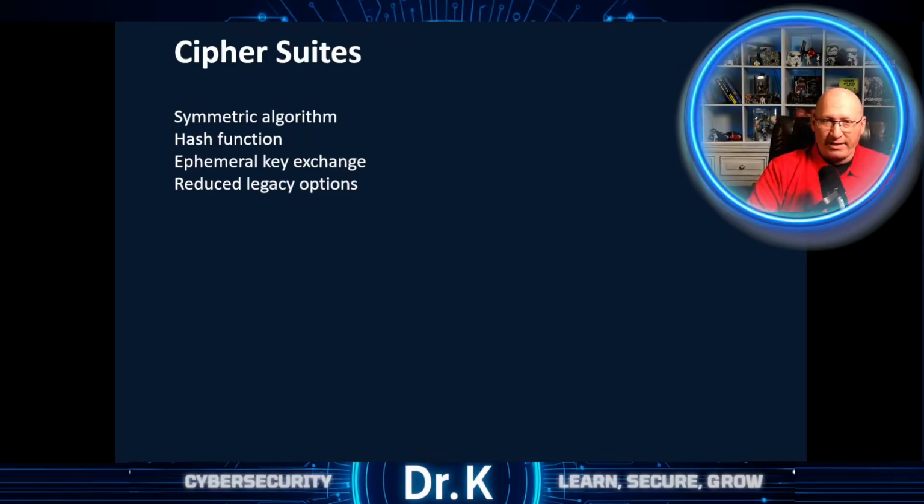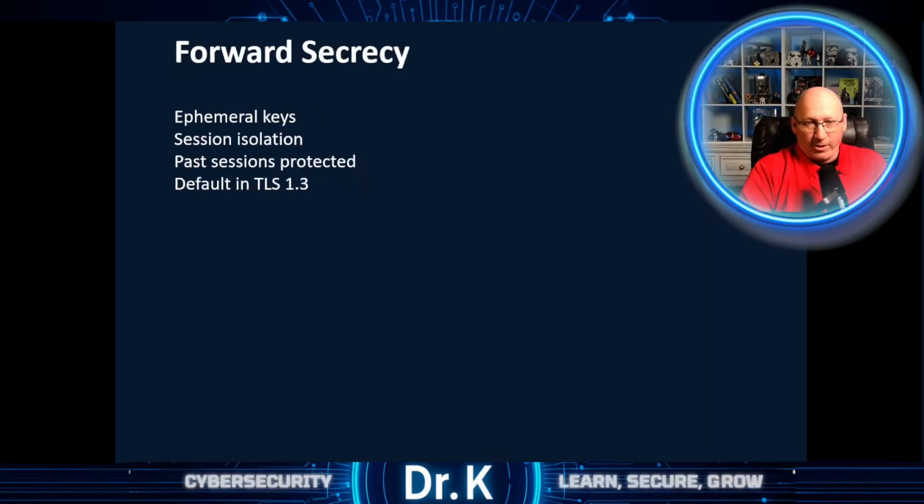Cipher suites define the cryptographic algorithms used during the session. In 1.3, the options are simplified compared to older versions. Each suite specifies the symmetric encryption algorithm as well as the hash function, and key exchange mechanisms are standardized around the ephemeral Diffie-Hellman. By removing legacy combinations, TLS 1.3 reduces the misconfiguration risk, and security improves by narrowing the attack surface.